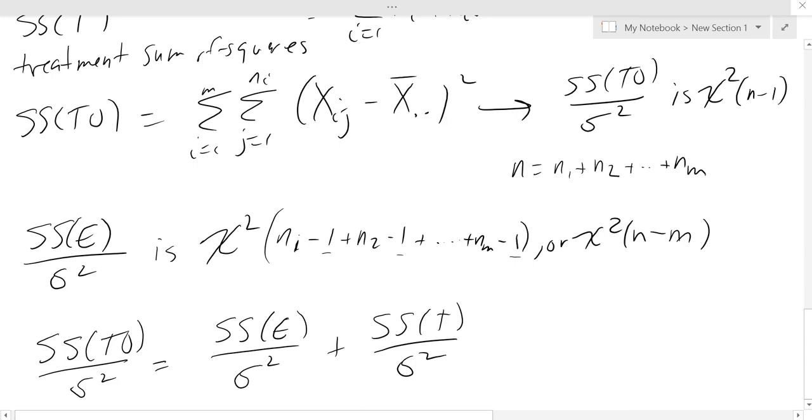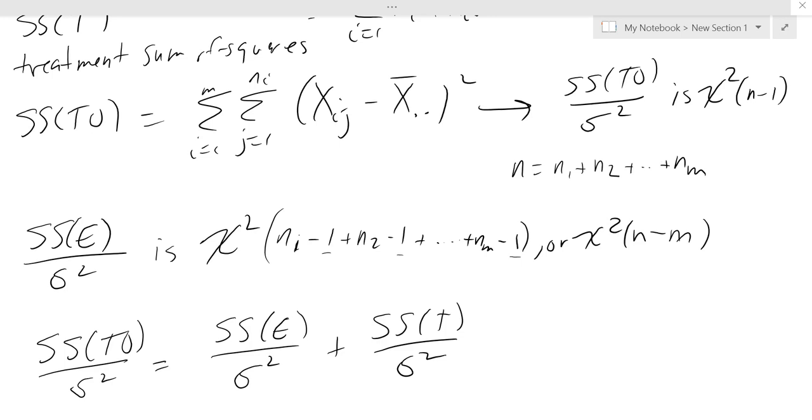We've got this scenario now if we've divided through by all of our sigma squareds. We've done this argument before. We kind of waved our hands at it, and we're going to do that again. This is chi-squared, right? So what does this piece have to be? Chi-squared, right? This has n minus 1 degrees of freedom. This has n minus m degrees of freedom.